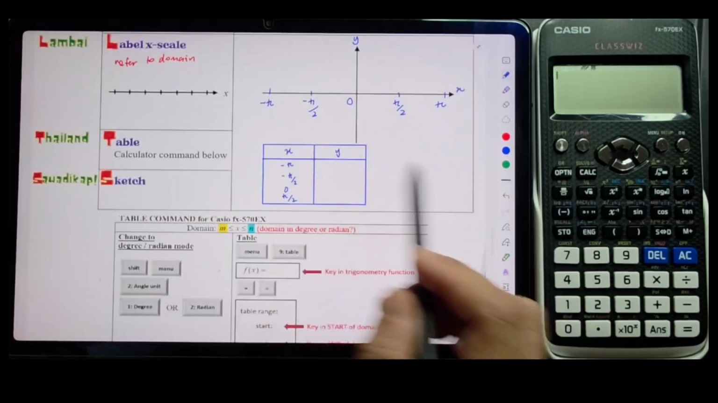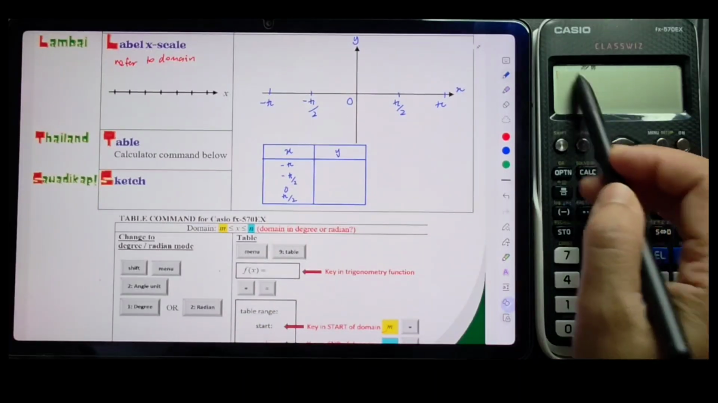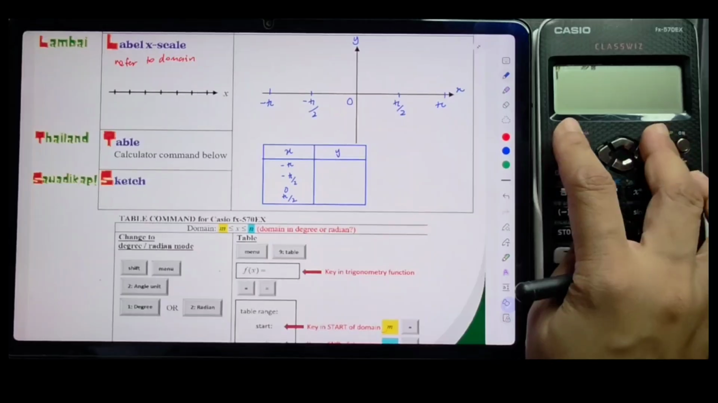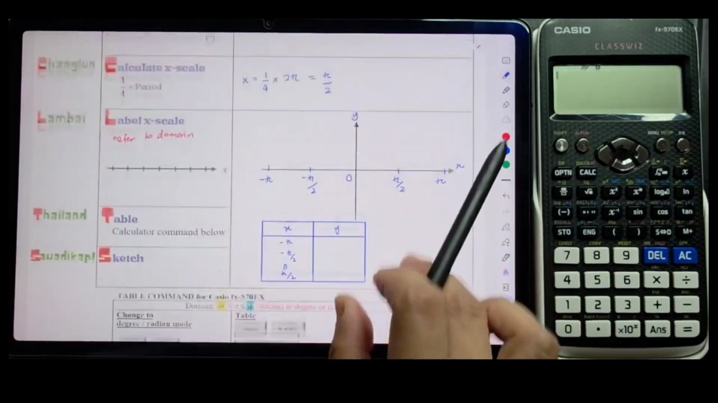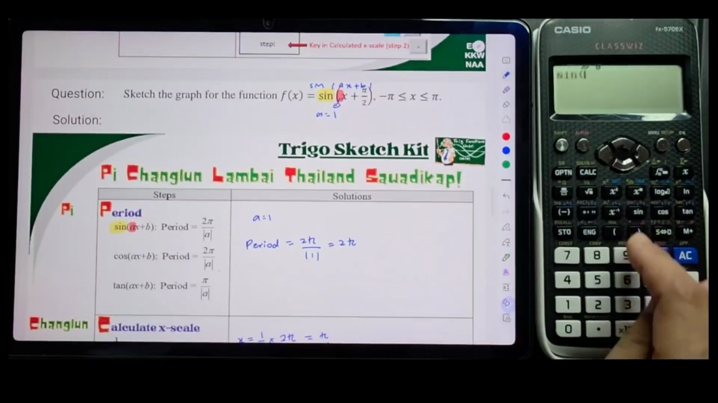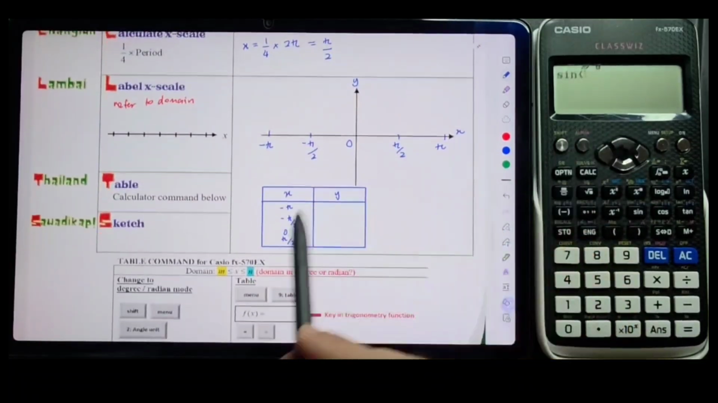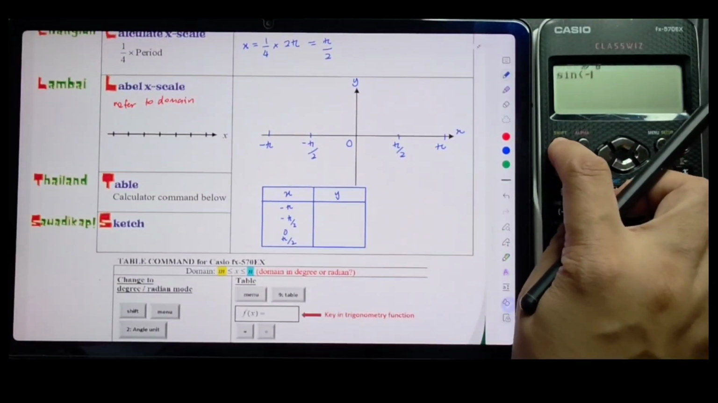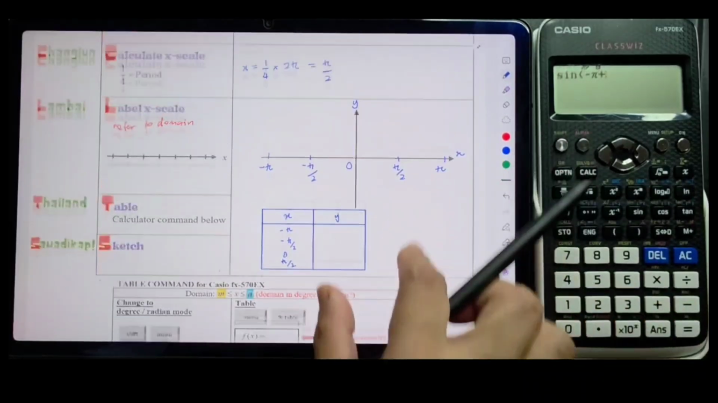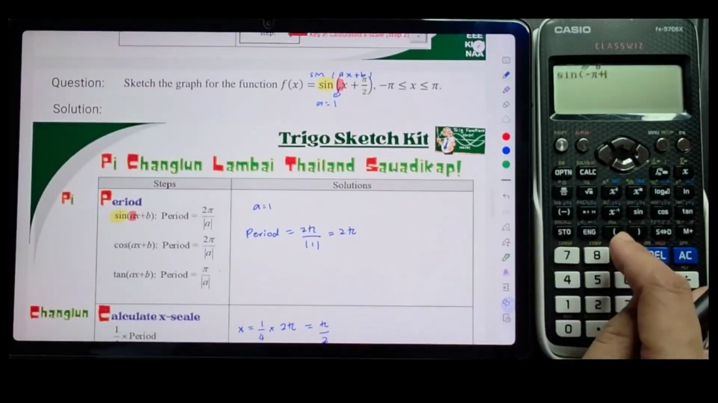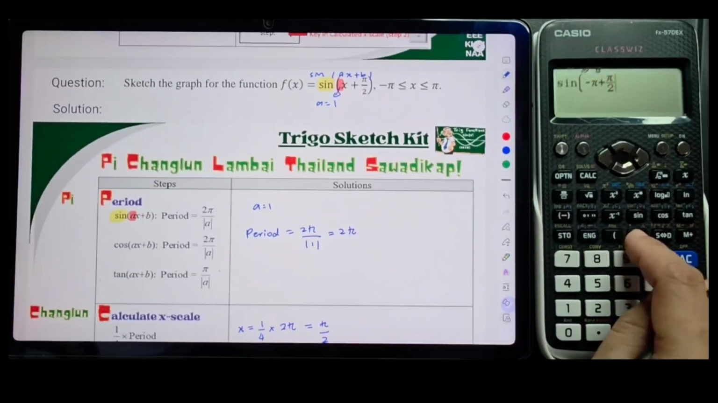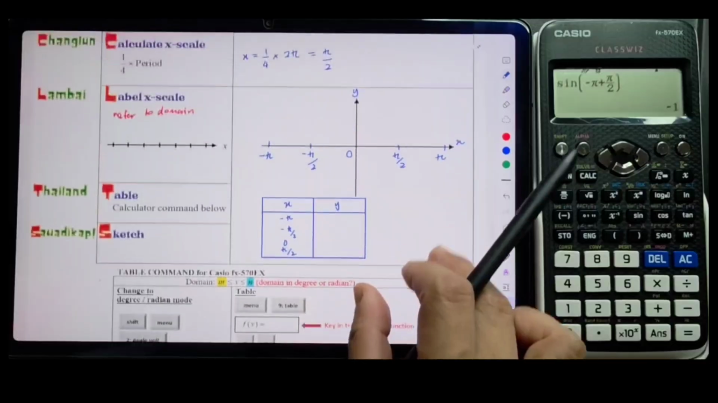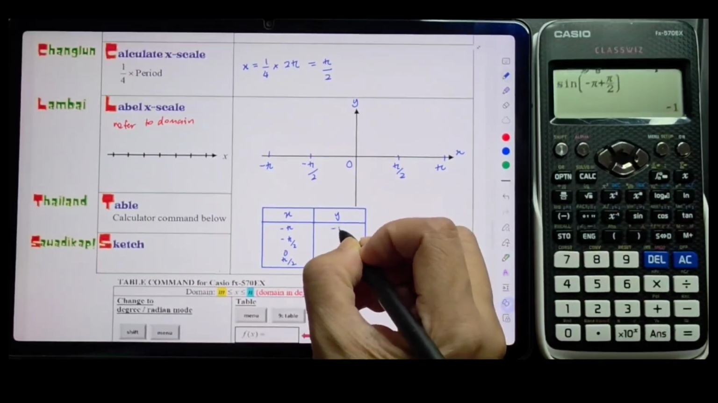You can also use the table method by keying in the function, but make sure your calculator is already in radian mode. Make sure there is an R on your calculator. Then key in the function like this, sine. What is x? The first x is negative pi, so just press negative and then pi, added to pi over 2. Press equal sign. This is your first value of y, so write the value of y on your table.